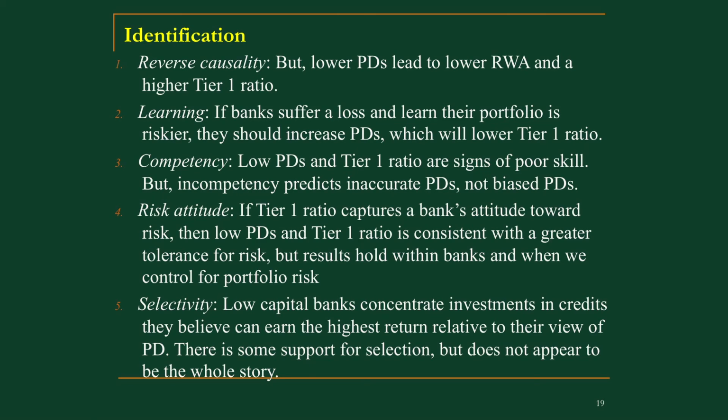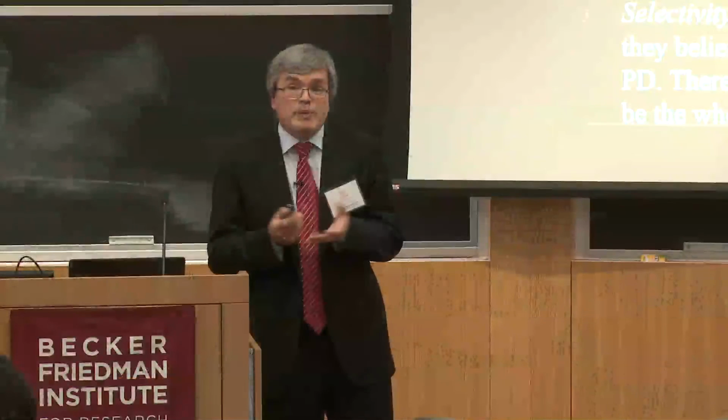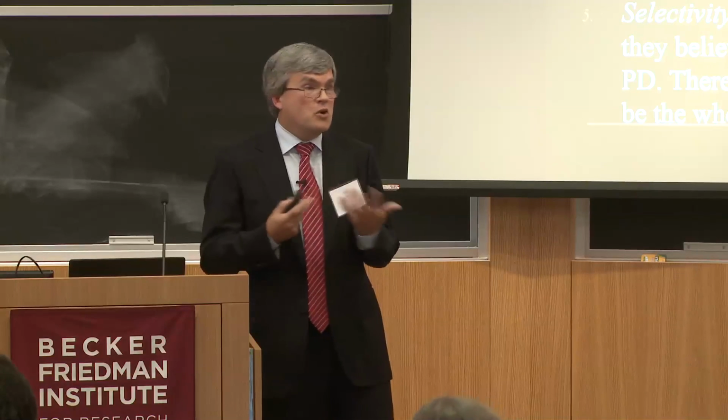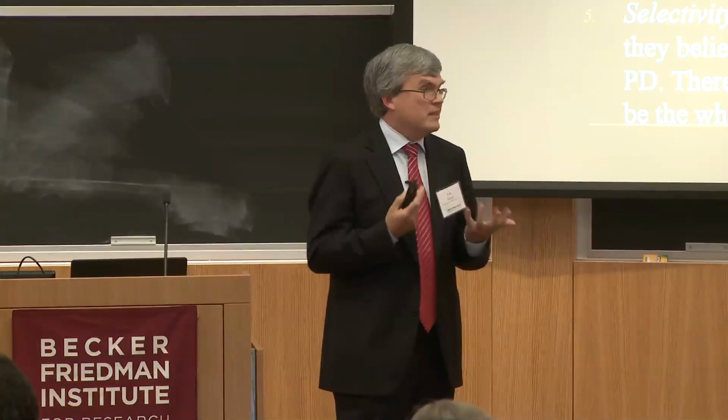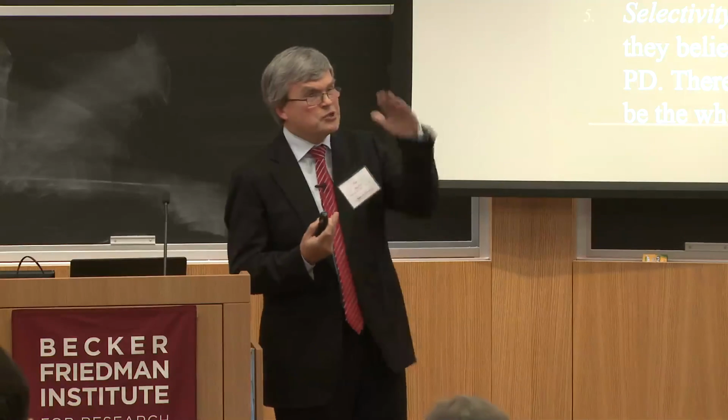Next story. Could it be a learning story? So banks suffer a loss and they adjust their portfolio. So it becomes risky, the PDs go up, risk-weighted assets go up, so the Tier 1 goes down. Again, it's the opposite. So that cannot be. Another one that at some point someone told us: maybe these guys are just not good, and that is correlated with capital. Basically, low PDs and Tier 1 are just signs of poor skill, right? But if that were the case, what you would expect is noisier measures. Being incompetent should not explain you systematically pushing down the numbers.